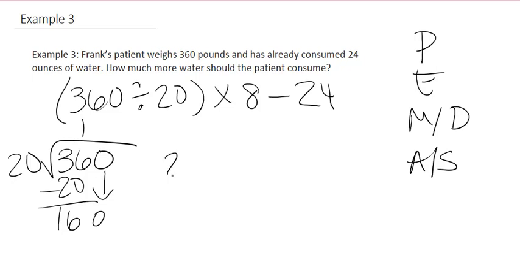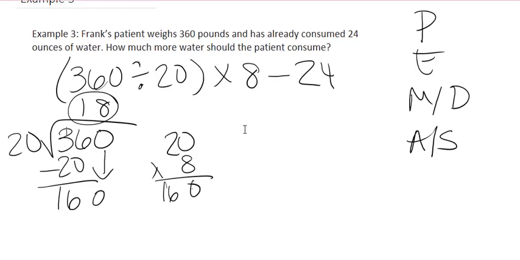But now, let's just check. So 20 times 8, 0 times 8 is 0. 2 times 8 is 16. So we have 160, which is perfect. So this number is 18. 360 divided by 20 is 18.